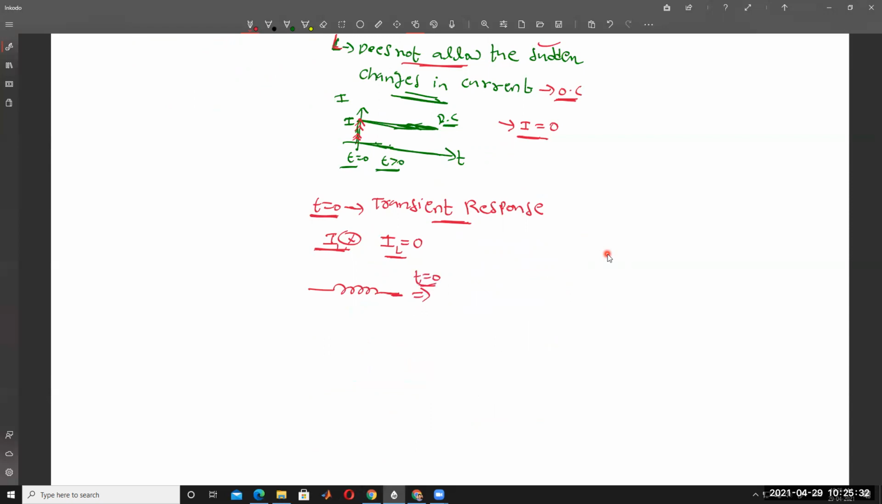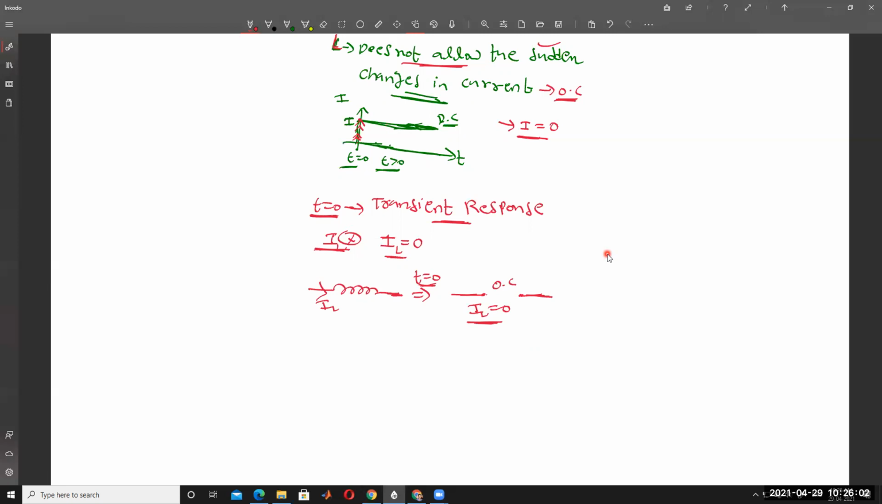Okay, it does not allow sudden changes in current. This is called the current flowing into the inductor. At t is equal to 0, what happens? It acts as an open circuit. So this current IL is equal to 0. Understood? Because the inductor and capacitor are energy storage devices.